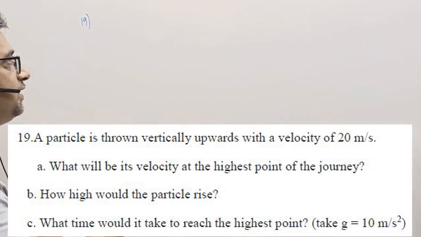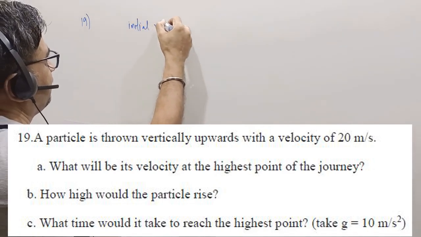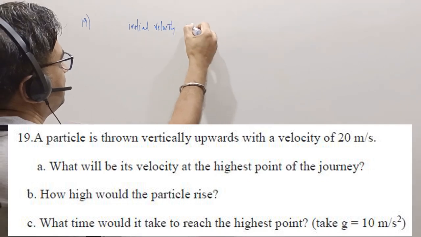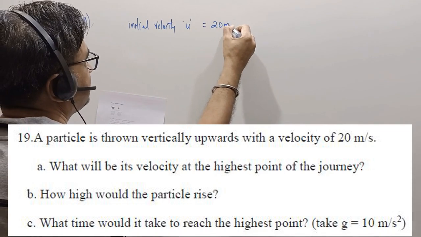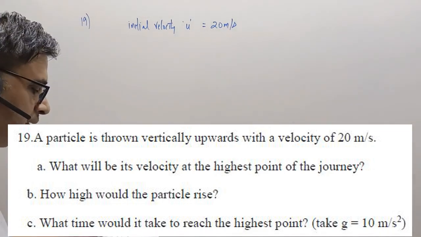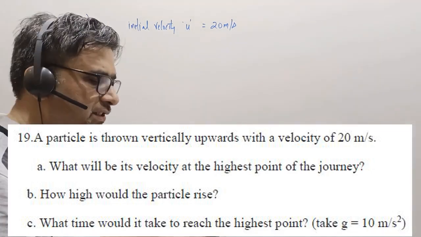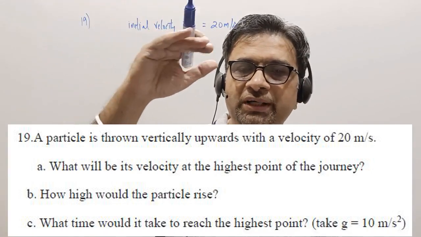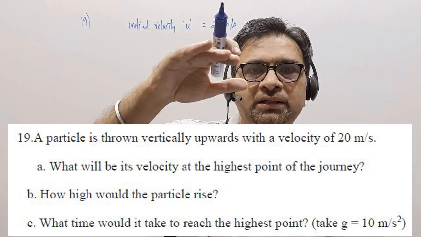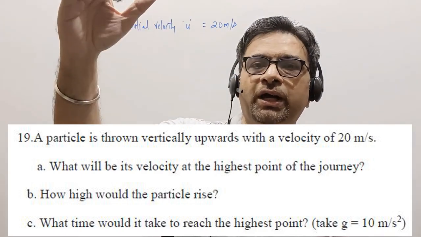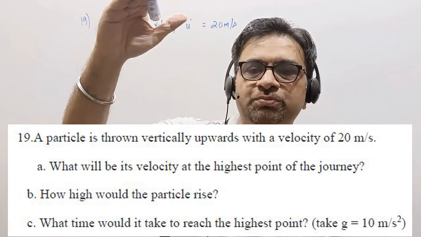So in this case, the initial velocity, which is denoted by the letter u, is equal to 20 meters per second. This is given. What will be its velocity at the highest point of the journey? Now, these are clues. It reaches the highest point. When is the point its highest point? When the velocity has become zero. It can't go any further, and that's the reason we call that the highest point.